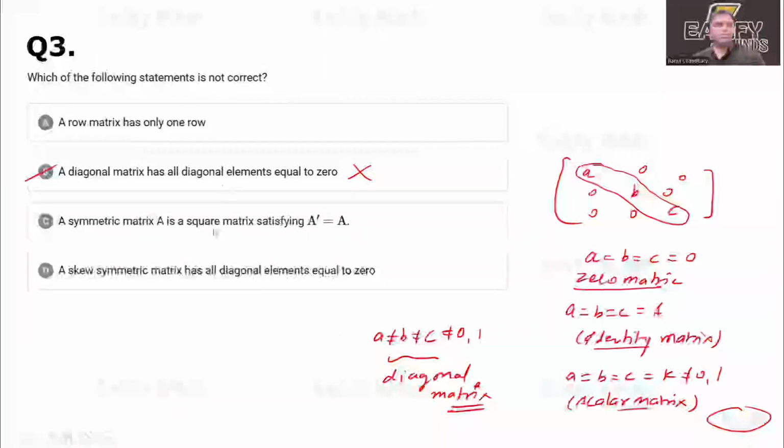The rest of the options are all correct. A row matrix has only one row. A transpose equals A, that is a symmetric matrix. And a skew symmetric matrix has all diagonal elements equal to 0.